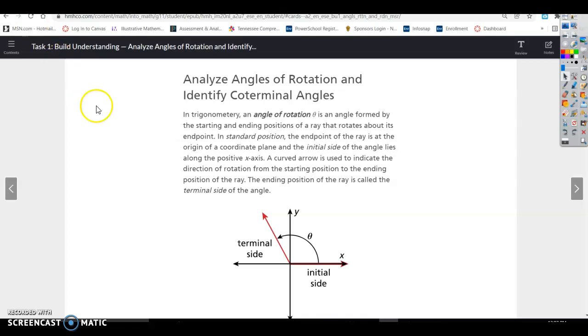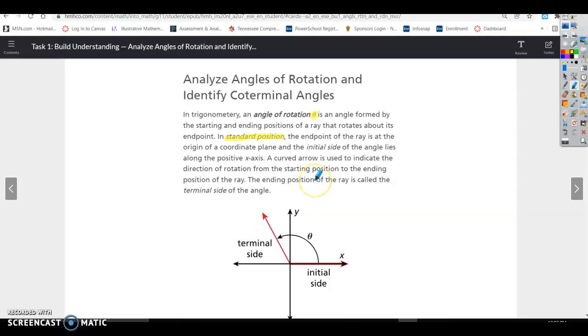Lesson 15.1, Task 1. Analyze angles of rotation and identify coterminal angles. In trigonometry, an angle of rotation, theta, and we're going to use this symbol for angles, so you're going to see this a lot, is an angle formed by the starting and ending positions of a ray that rotates about its endpoint. In standard position, you're going to hear this a lot as well.